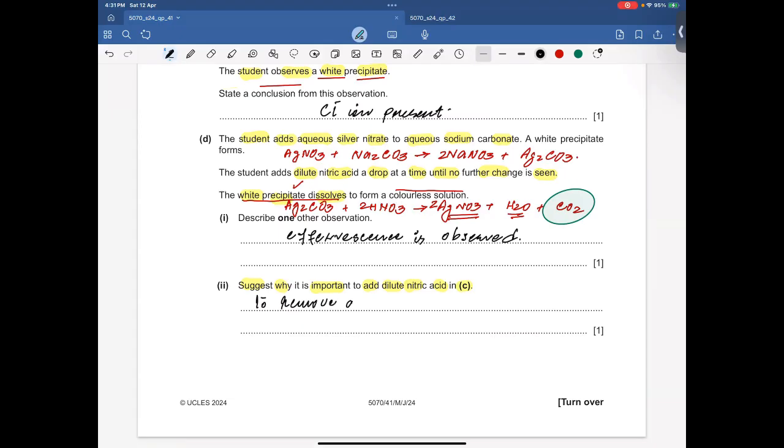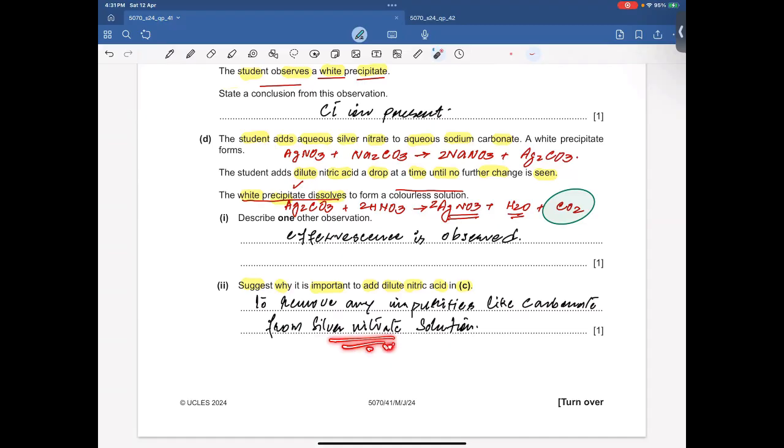To remove any impurities like carbonate from silver nitrate solution. You can also say, to prevent the precipitation of silver nitrate we need to remove impurities, and for that we need to add dilute nitric acid. Okay, you can write that information also.